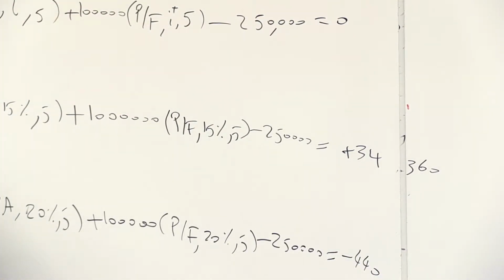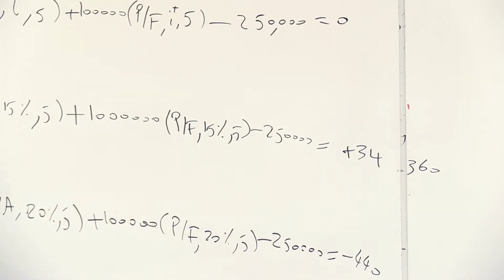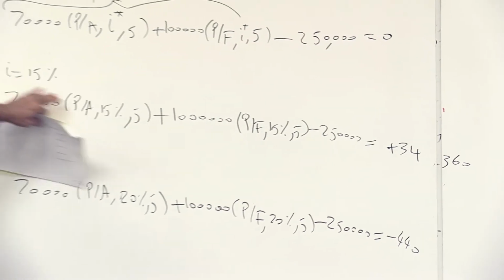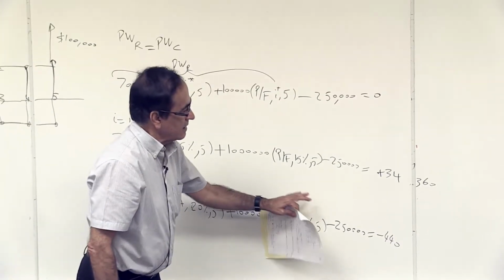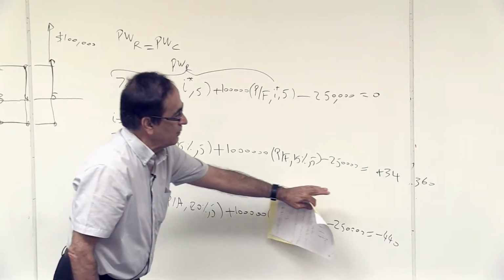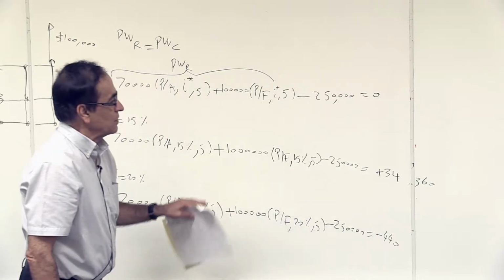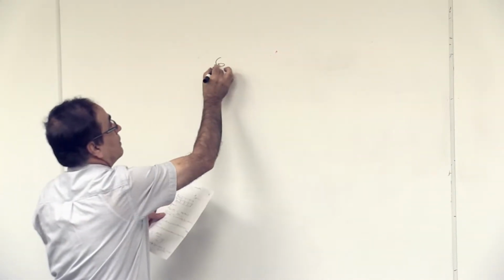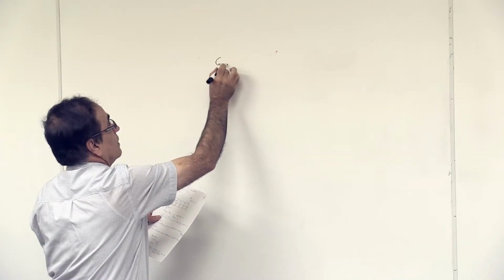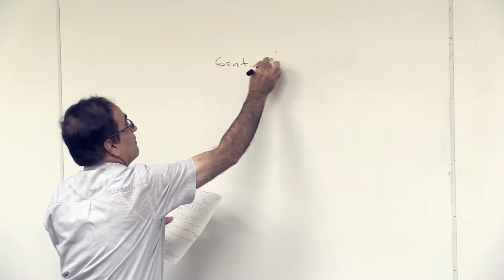So obviously, my I is somewhere between 15 and 20%. Why? Because for 15% I get positive, for 20% I get negative. There's some value for I that's going to make the equation go to 0. Continuation of problem 7.1.